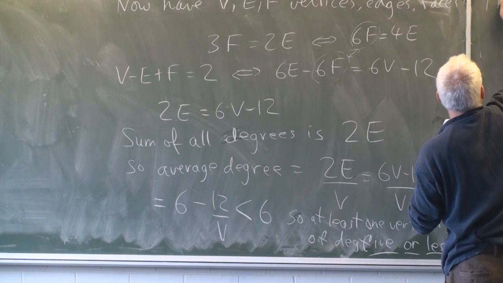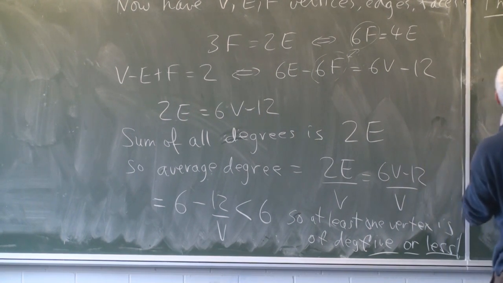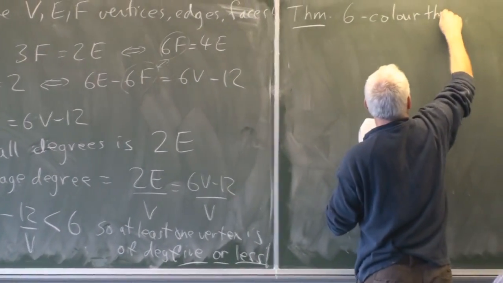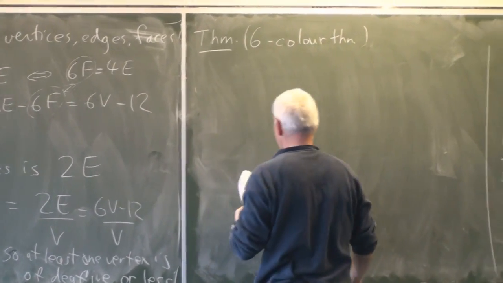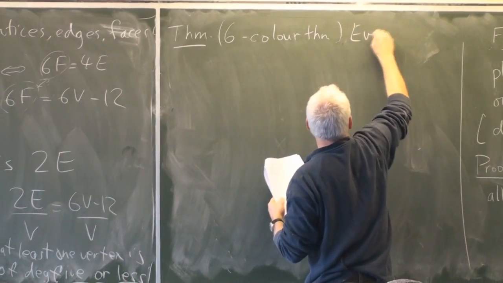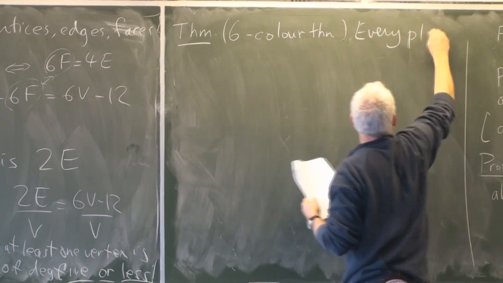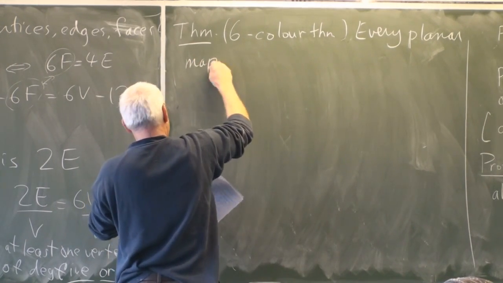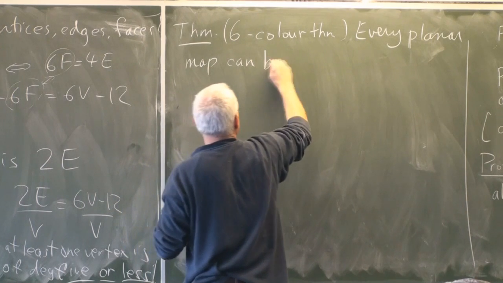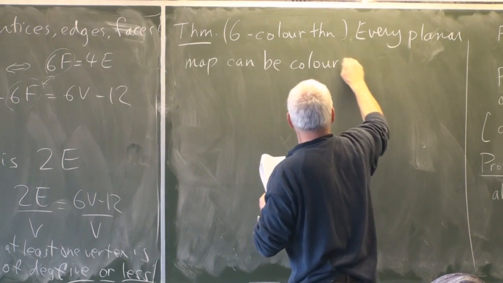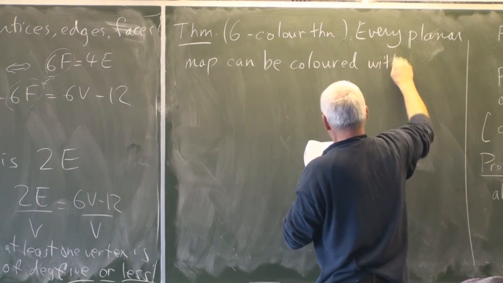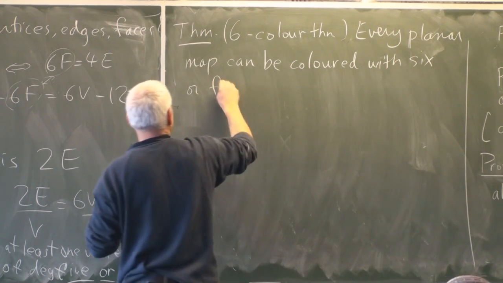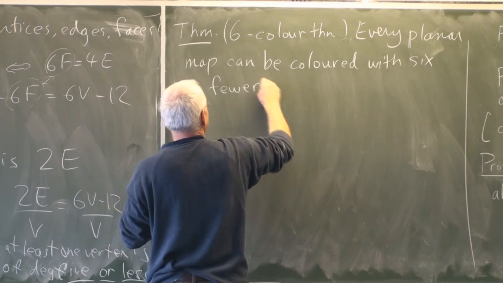All right, so as a consequence of that, we'll prove the 6-color theorem: that every planar map can be colored with 6 or fewer colors.